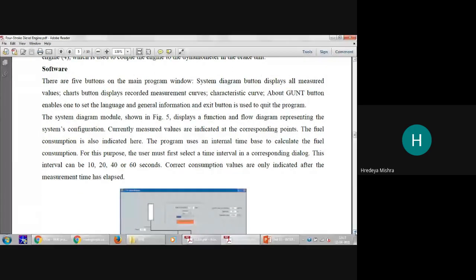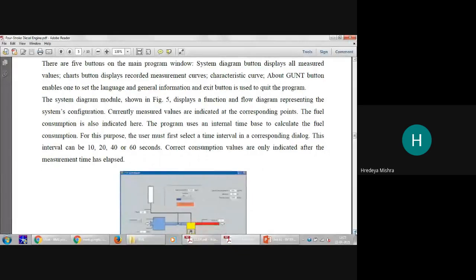There are 5 buttons on the main program. See, this is the main program here. There are five buttons on the main program window. The System diagram button displays the measured values. The Chart button displays the recorded measured curves. The Characteristics curve button. The About button enables one to set the language and general information, and the Exit button is used to quit the program.